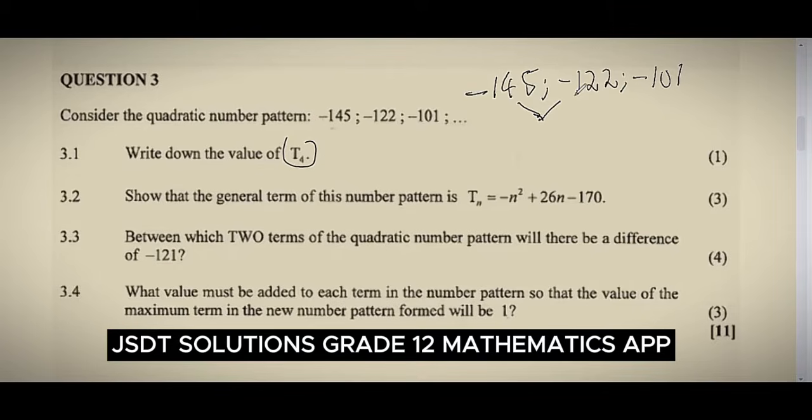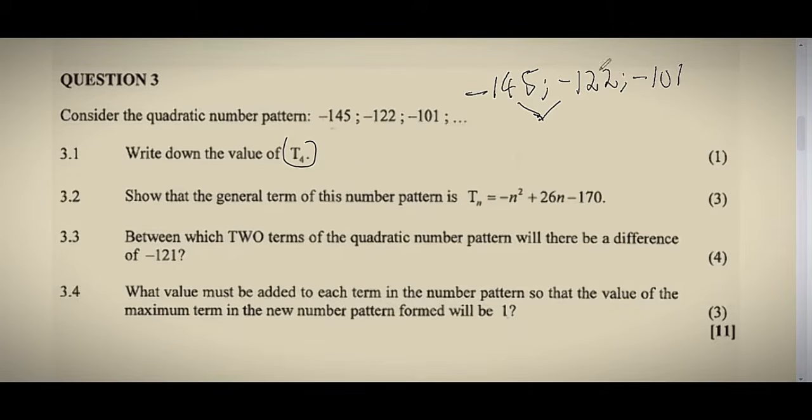Then -122, so remember, I'm trying to find the difference from this one. So I can say -122 minus -145, right? In order to find the first term of the first difference. Then that will give us 23. So we have 23 here. And then if we say -101 minus -122, this gives us 21, right? So we have 21 here. Now from this, we can see that our second difference is -2 because 23 minus 2, that's 21.